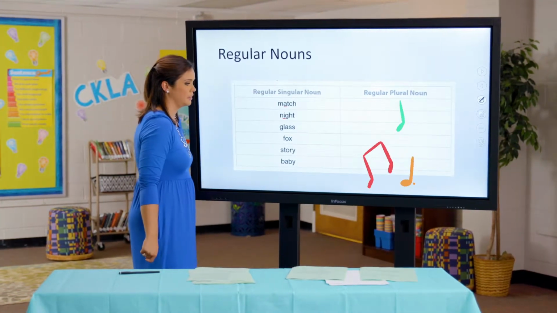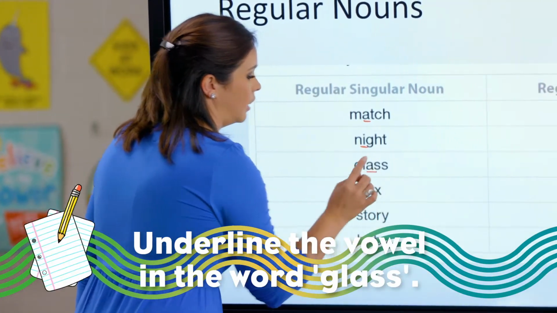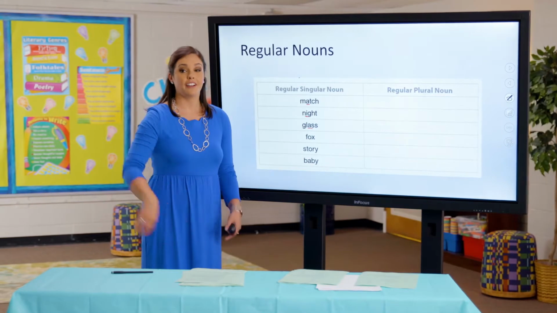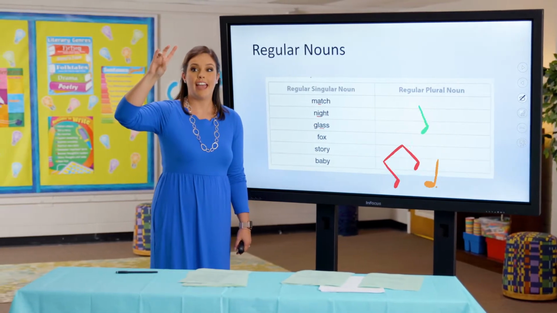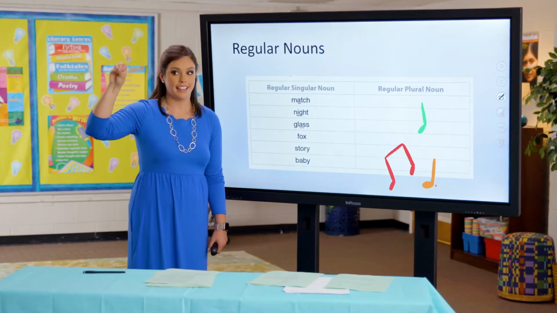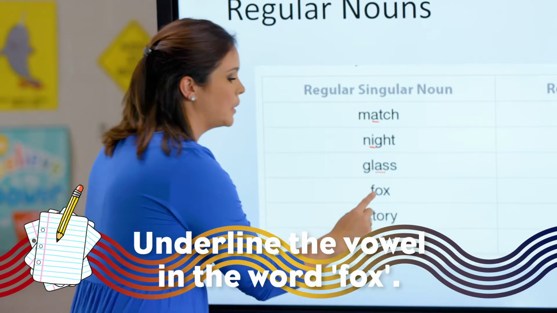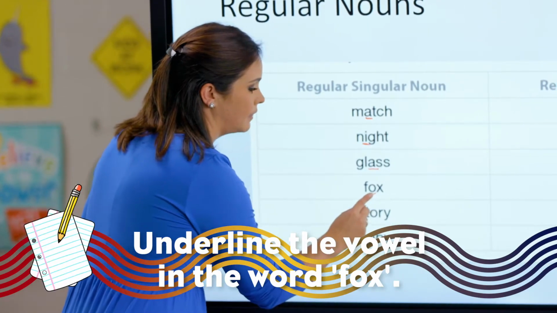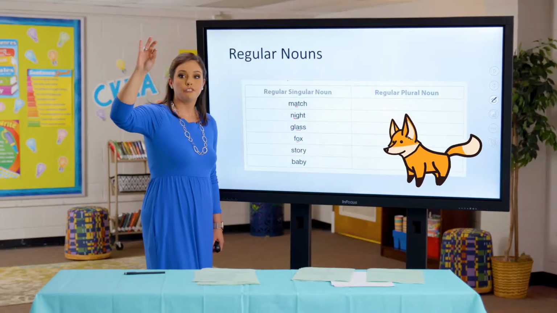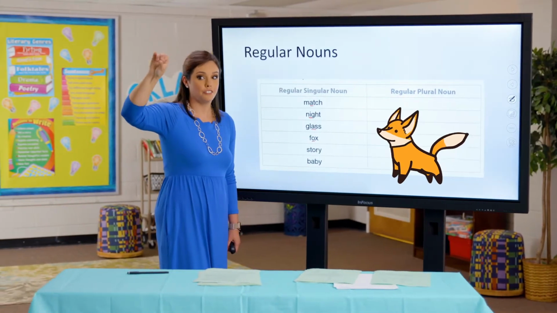Nice job. Look at the next word. Underline the vowel. Let's tap out the sounds together. Glass. Say it fast one more time. Glass. Nice job. Go ahead and underline the vowel in the next word. Let's tap out the sounds together. Fox. Say it fast. Fox.